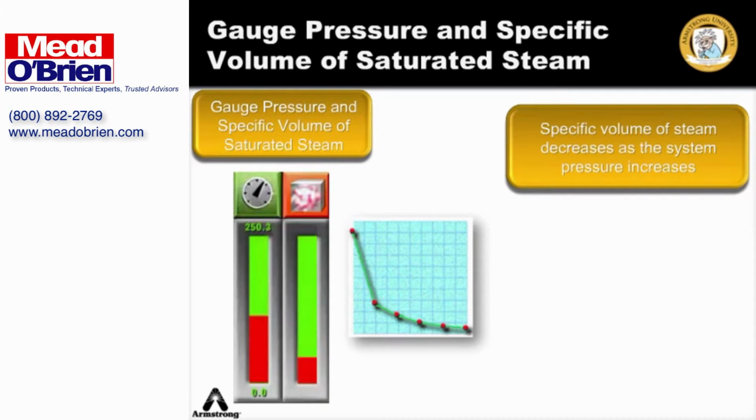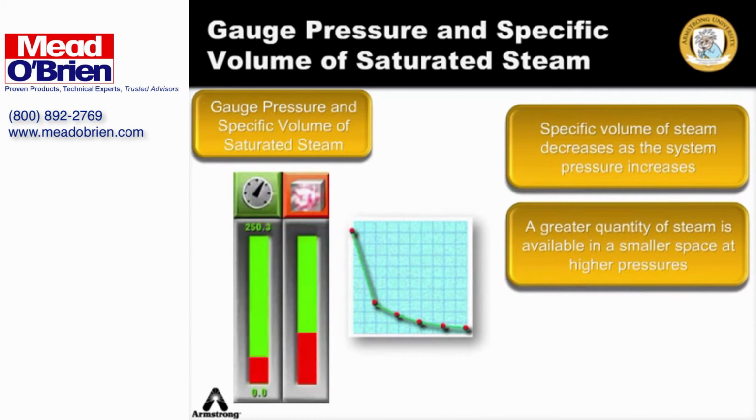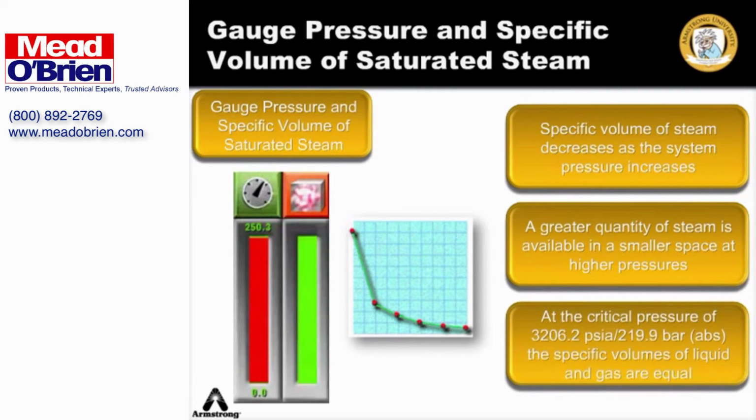As pressure increases in the system, the specific volume of the steam decreases. Because of this principle, a greater quantity of steam is available in a smaller space, pipe, or heat exchanger, at higher pressures. This is why steam is often distributed at higher pressure but is reduced to a lower pressure to perform specific heat transfer functions. Rising pressure constrains the molecules from moving apart when water vaporizes. At the critical pressure of 3,206.2 psia, the specific volumes of liquid and gas are equal.